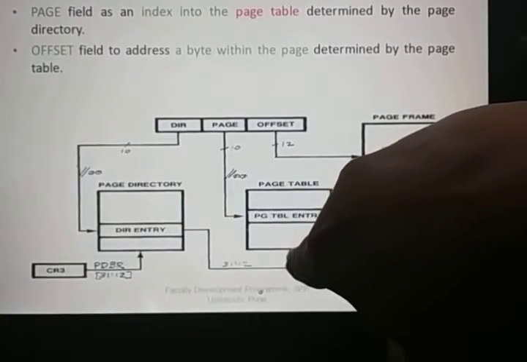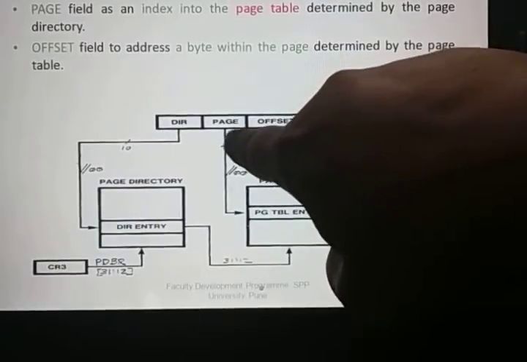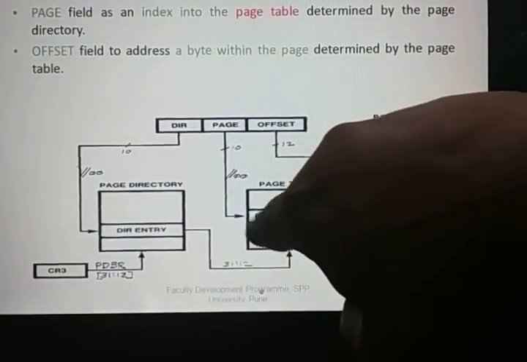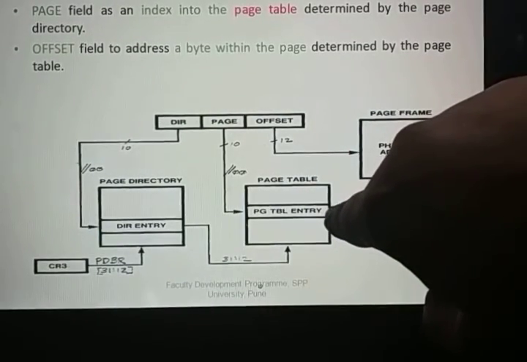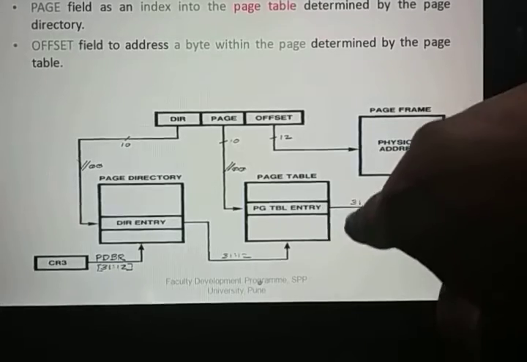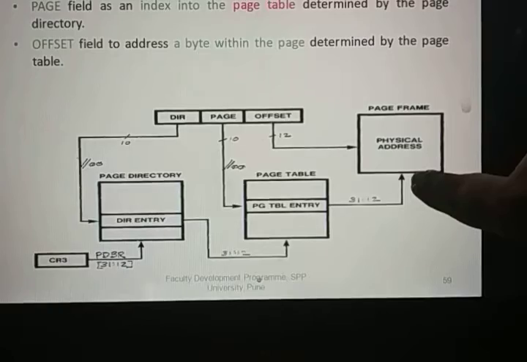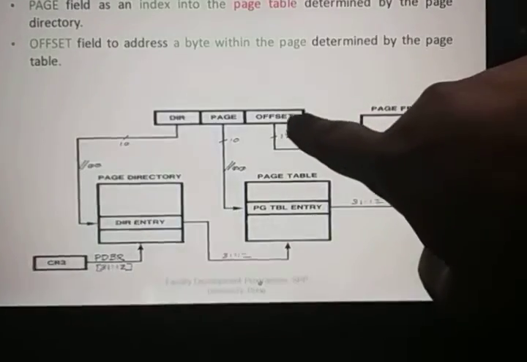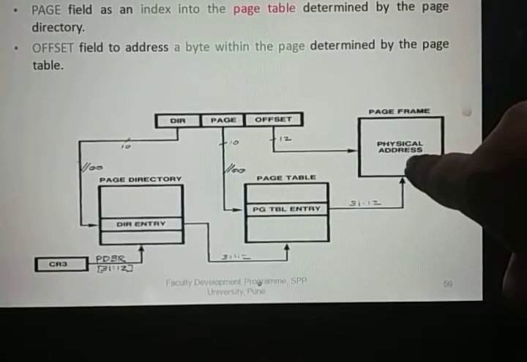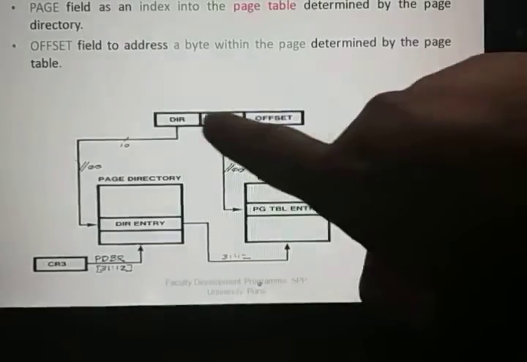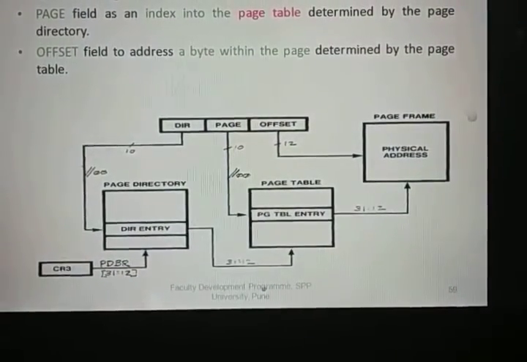When you add this base address with the offset value, the offset value meaning this 10-bit part, you will get the particular required page table entry. Then the page table entry provides the base address of the last table, that is your page frame address table. When you add this base address with the offset value, you will find the particular page in the memory. So this is your physical address. Like that, you convert a linear address into a physical address.